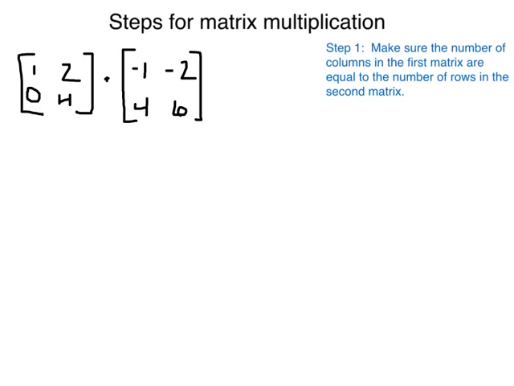So step 1 in matrix multiplication is to make sure the number of columns in the first matrix are equal to the number of rows in the second matrix. So something I keep talking about. The first matrix is a 2 by 2 matrix and the second matrix is a 2 by 2 matrix. So the first matrix has 2 columns and the second matrix has 2 rows, so we can multiply them.